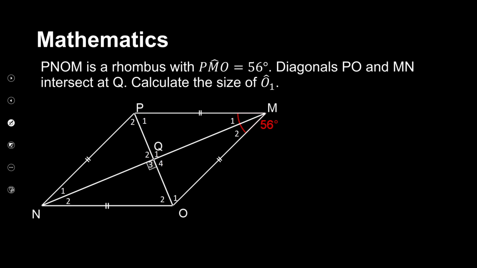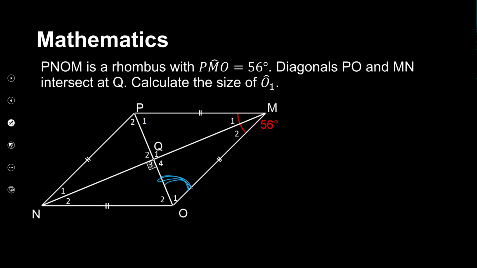Now, PNOM is a rhombus with PMO equal to 56 degrees. The diagonals PO and MN intersect at Q, and we need to calculate the size of O1. So where's my O1? I'm trying to find that angle there.